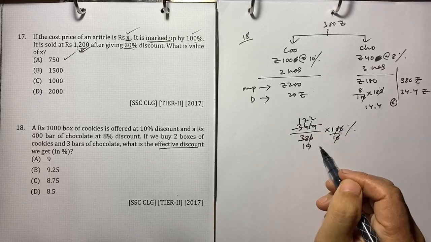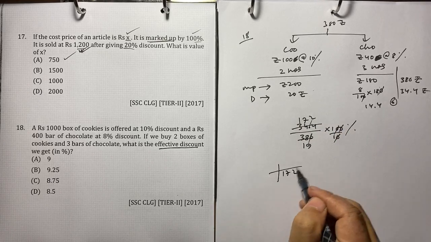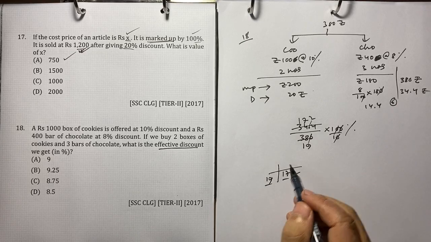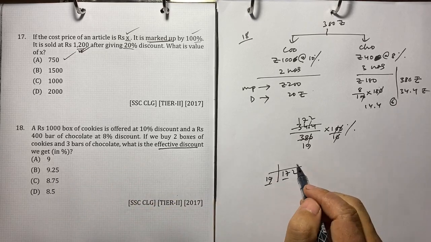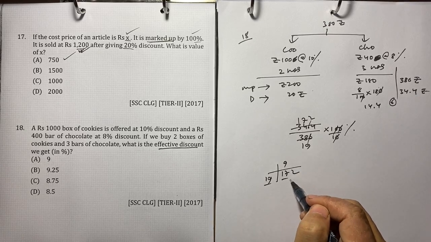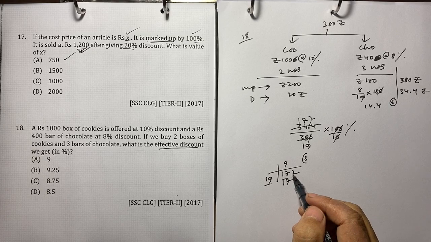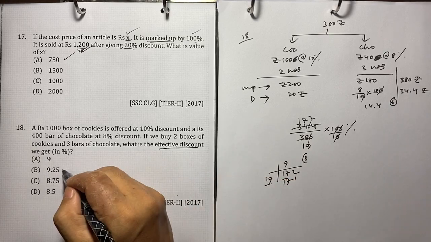So this will be 172 divided by 19. It should be 8 or 9. Checking, 9 times 19 is 171 and 8 times 19 is 152, so it will be 9 point something. This will be the answer.